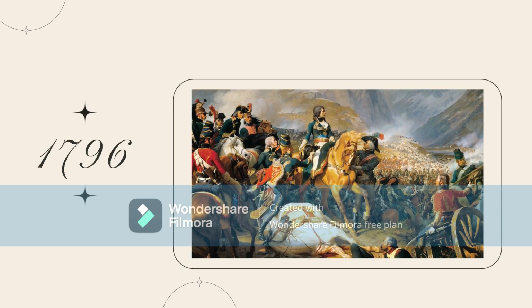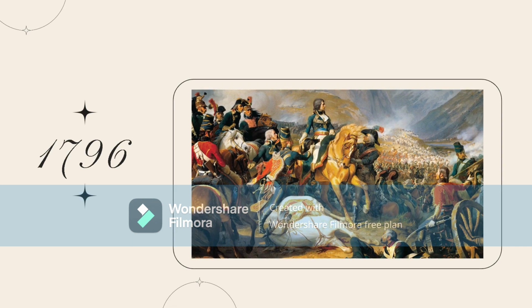In 1796, Napoleon is appointed as the commander of the French army in Italy and achieves a series of victories against the Austrian and Sardinian armies, including the Battle of Lodi and the Battle of Arcole.